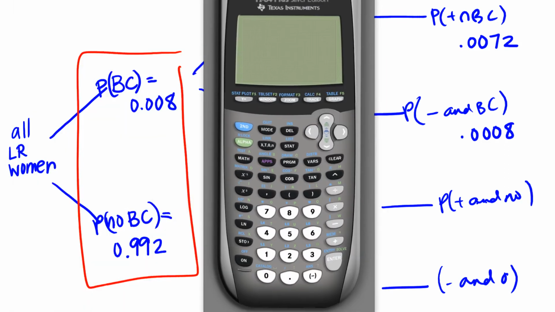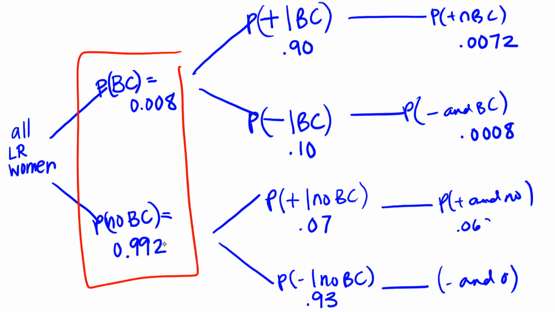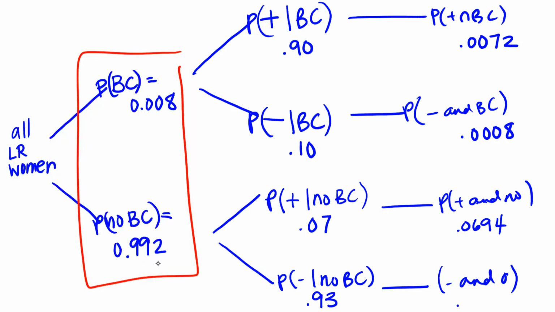The next one, we were dealing with 0.992 times 0.07. Just like before, I'm just multiplying down the rows, right? Down the branches. And so we get 0.06944. I'll just round that to 4 decimal places. And that 0.992 is then times 0.93, which gives us 92.26.